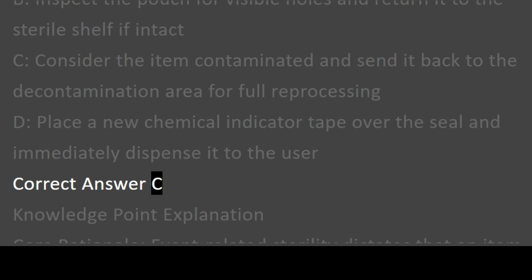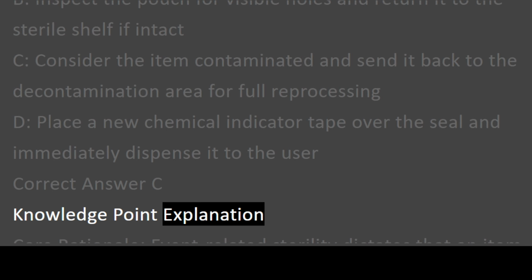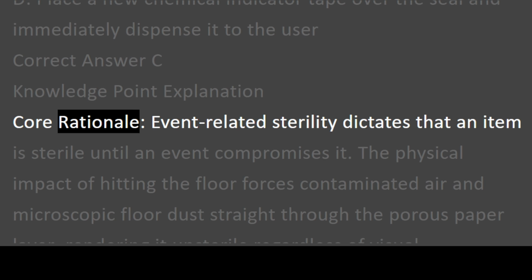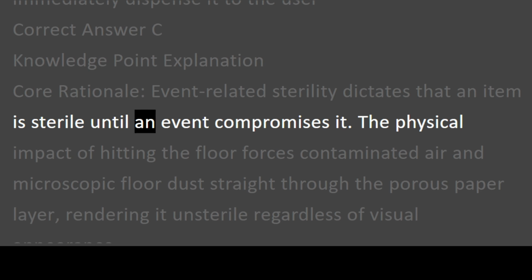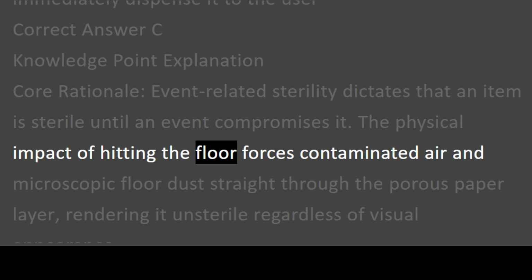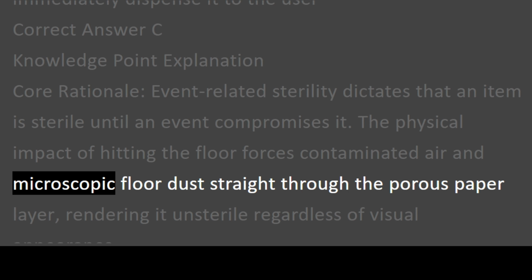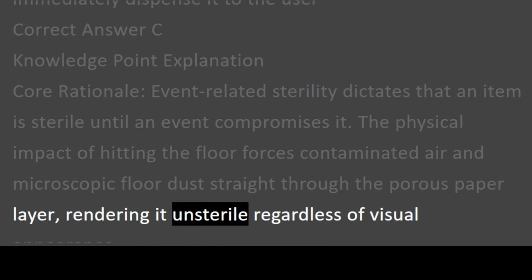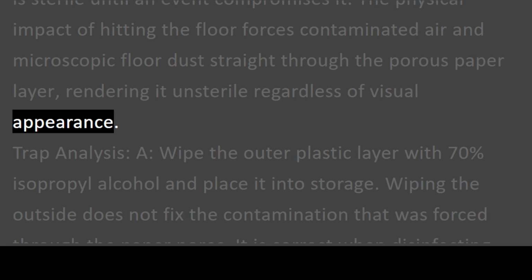Correct answer: C. Knowledge point explanation. Core rationale: event-related sterility dictates that an item is sterile until an event compromises it. The physical impact of hitting the floor forces contaminated air and microscopic floor dust straight through the porous paper layer, rendering it unsterile regardless of visual appearance.